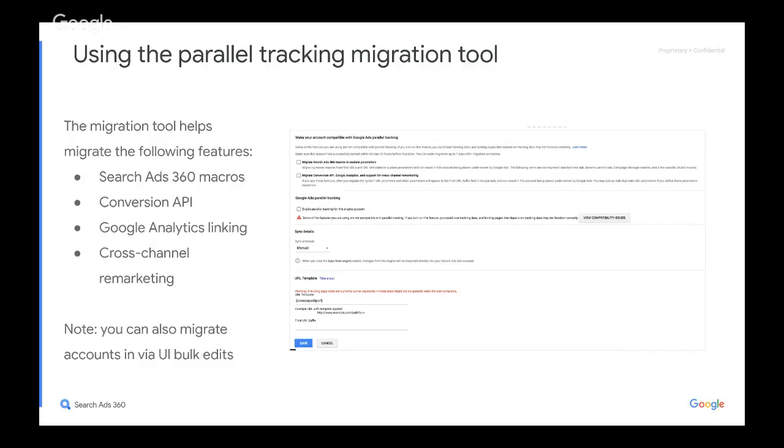And essentially, there's two tick boxes that we can activate. One is for Search Ads 360 macros, and the other one is for the Conversion API, Google Analytics, or cross-channel remarketing. So in order to migrate those features, we just tick the two boxes and hit save.